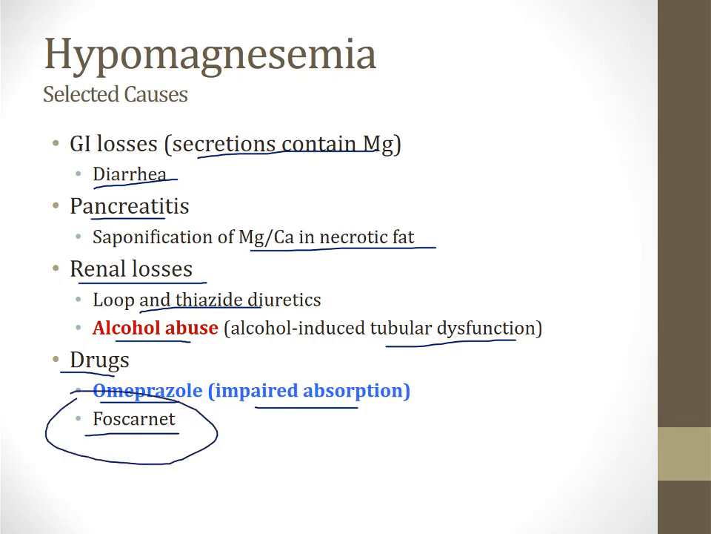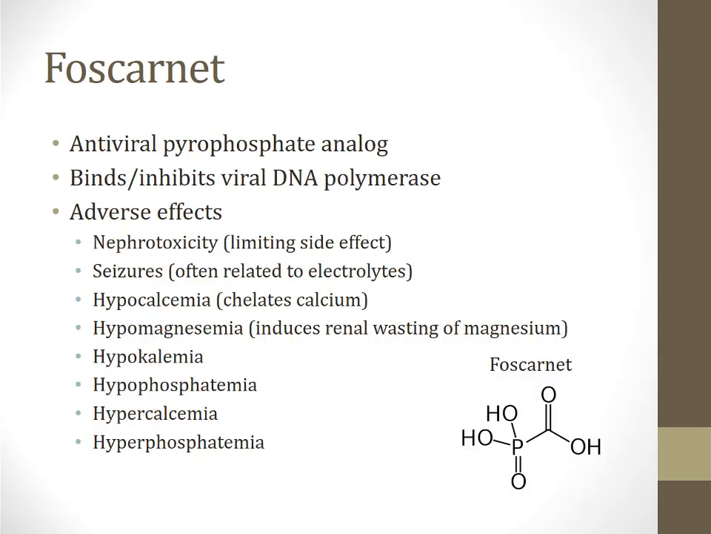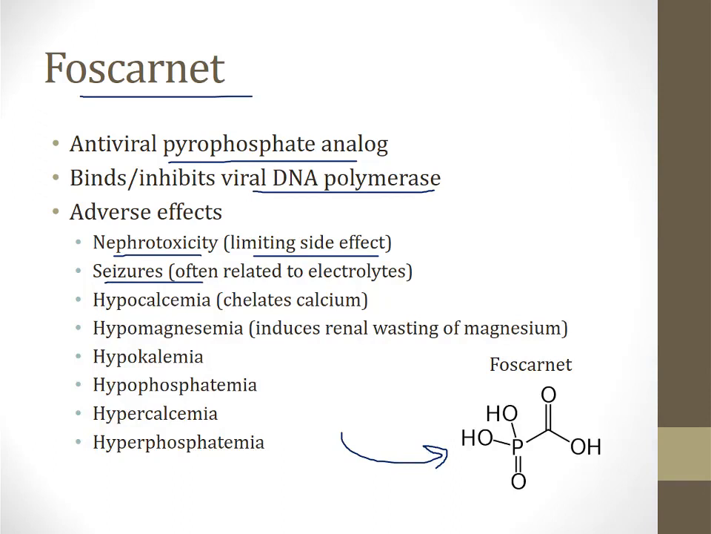So let's talk about this now. In the infectious disease section in the video on antiviral drugs, I talk about Foscarnet. It's an antiviral pyrophosphate analog. This is its structure down here on the screen. It looks a lot like phosphate, and it works by binding and inhibiting viral DNA polymerase, and it's used in treating a number of viral infections, including CMV. Some of its side effects include nephrotoxicity. This is the limiting side effect, and also seizures.